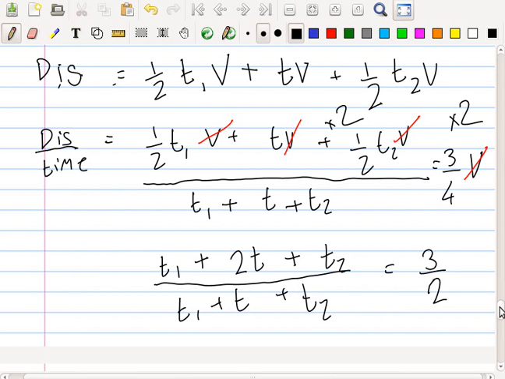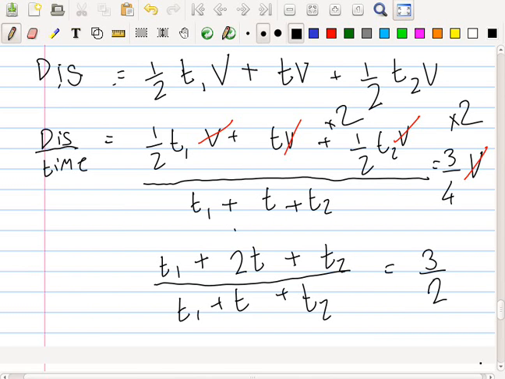So what I'm going to do next, I'm going to find out how much of the time is spent traveling at a constant speed. So in other words, how much time is spent traveling in the flat piece in the middle.